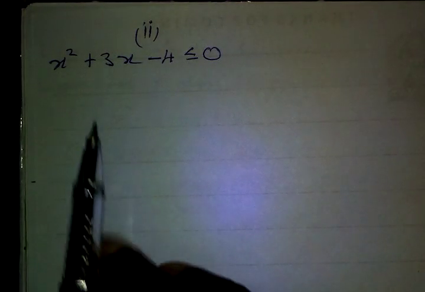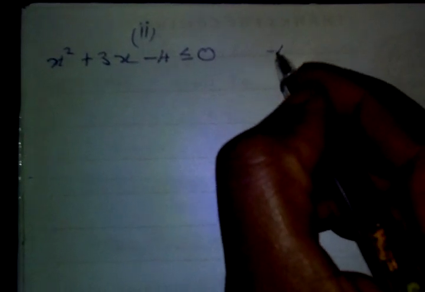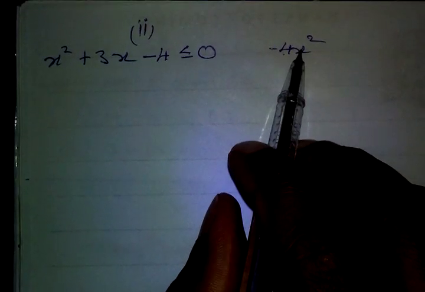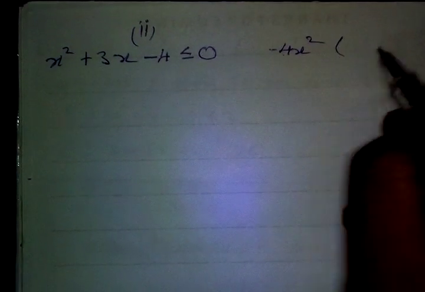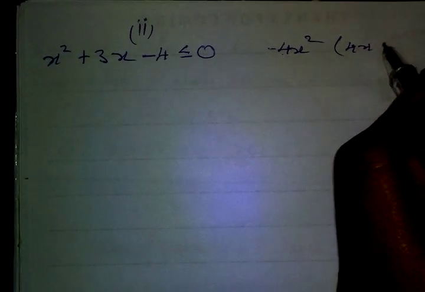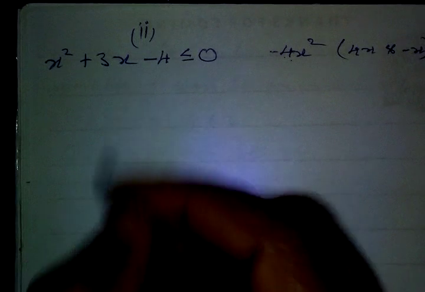So we factorize the left side of the inequality, and in doing so we have to multiply the first term and the last term to get 4x squared, and then you look for two factors of this number such that when you add them it will give you 3x. So two factors of this number, if we use 4x and negative x, when I multiply this I will get this back, and when I add this I will get 3x.